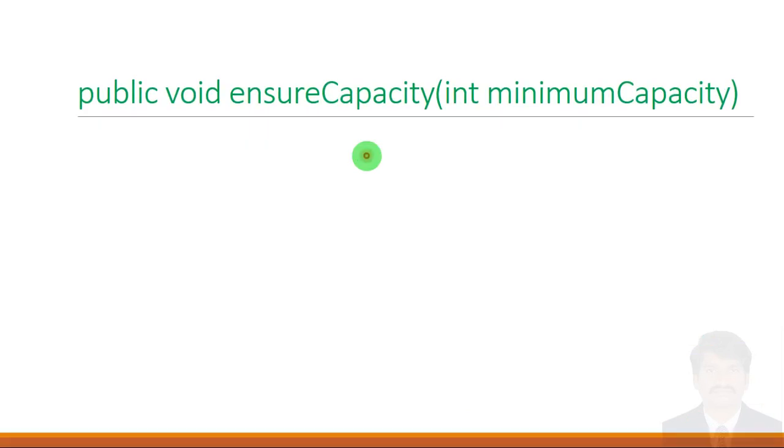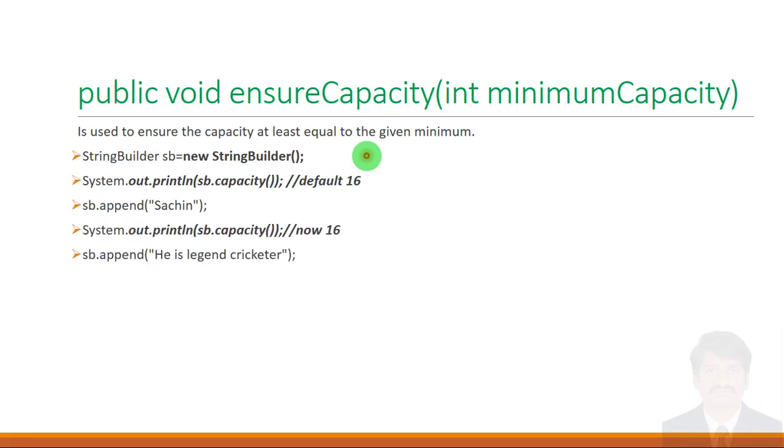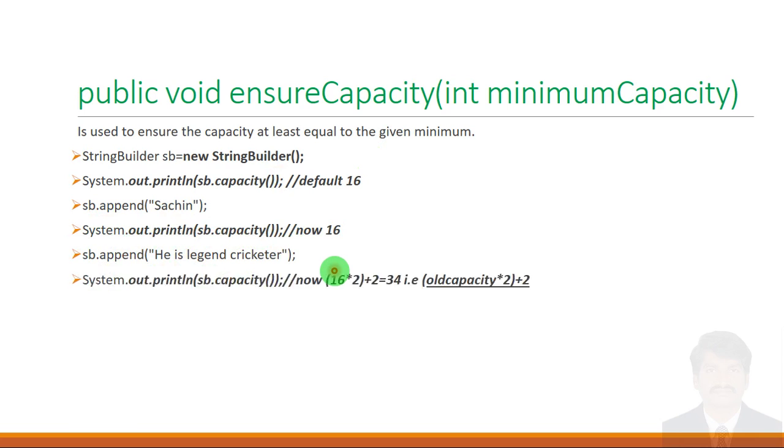Public void ensureCapacity. This is the same as your previous case, that is StringBuffer. Let me create a StringBuilder sb is equal to new StringBuilder. What is the capacity here? 16, and I am adding 6 elements. Capacity will not grow, and then I am adding more elements. The capacity should be increased. How it will increase is old capacity into 2 plus 2, that is 34.